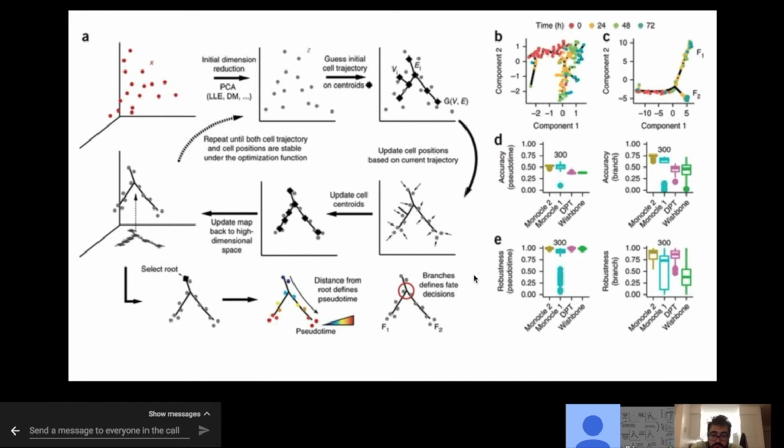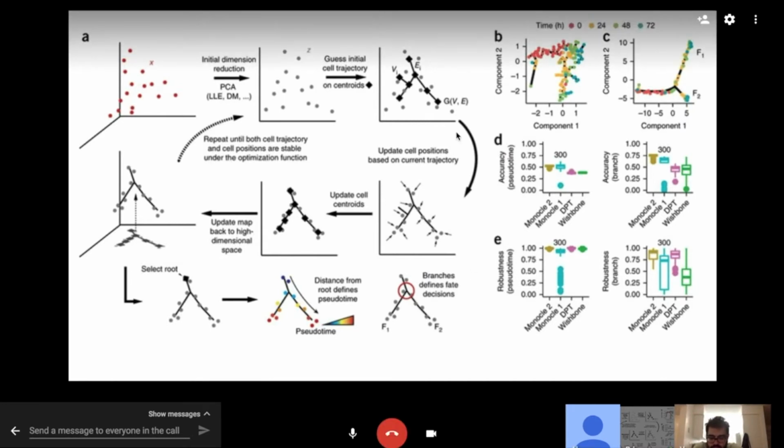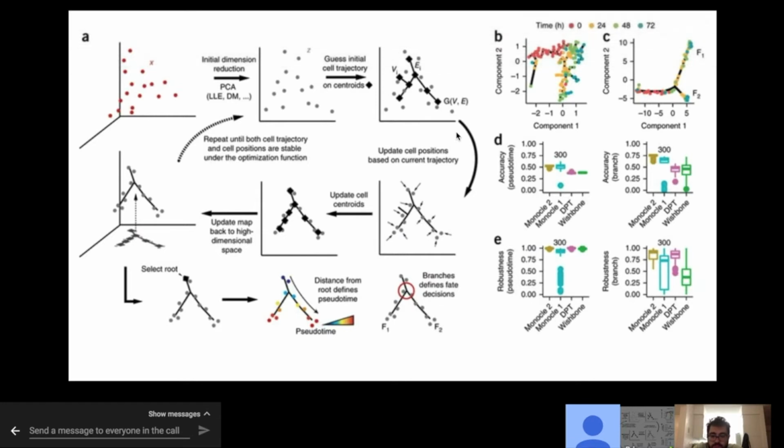UMAP is similar to t-SNE, but it is not stochastic. So if you run UMAP and I run UMAP on the same data set, we're going to get the same exact projection.